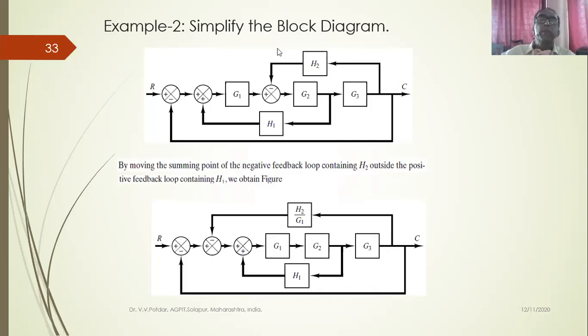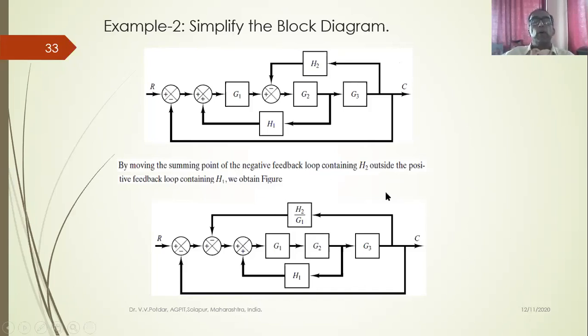Now, this is example number 2. See, there are 3 summing points, 2 pick-off points or take-off points. And 3 forward block elements and 2 feedback path elements, and 1 unity feedback loop. So this is the problem, and the question asked is: simplify the block diagram by using block diagram algebra rules and obtain C by R.